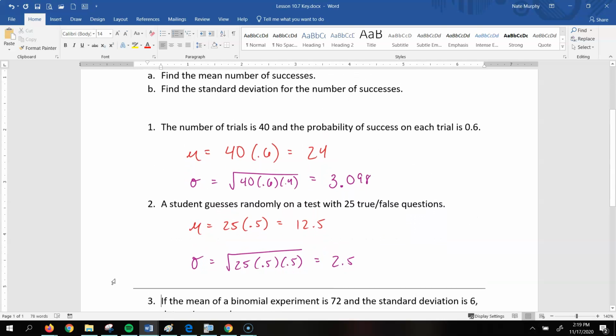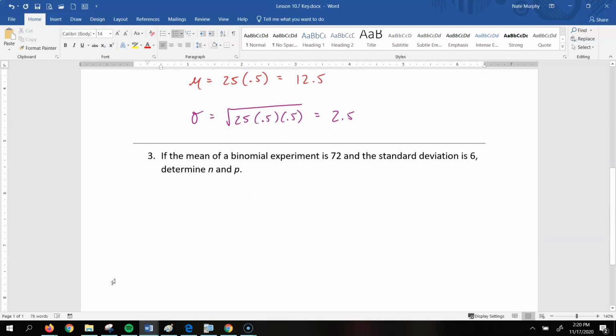Now for the next one, we have to do a little bit of thinking. There are 25 true or false questions, so the number of trials in this situation would be 25. If it's true or false, we have a 50% chance of getting each one correct, so the probability of success would be 0.5. So 25 times 0.5 would be 12.5. Now the standard deviation would be the square root of n times p times q. If the probability of a success is 0.5, the probability of a failure is also 0.5. So we take 25 times 0.5 times 0.5 and the square root of that, and you get 2.5 as your answer.